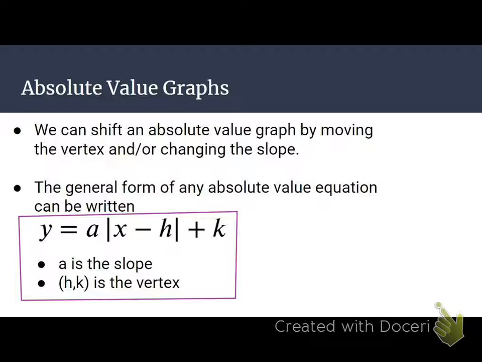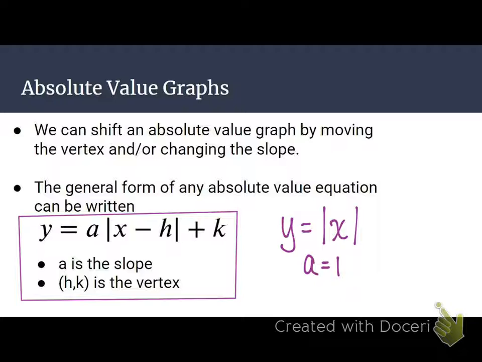On the parent function, when we wrote that, y equals absolute value of x. There's not a number written in front of there, so that's how we knew that a, or our slope in this case, was a 1. H comma k is the vertex.